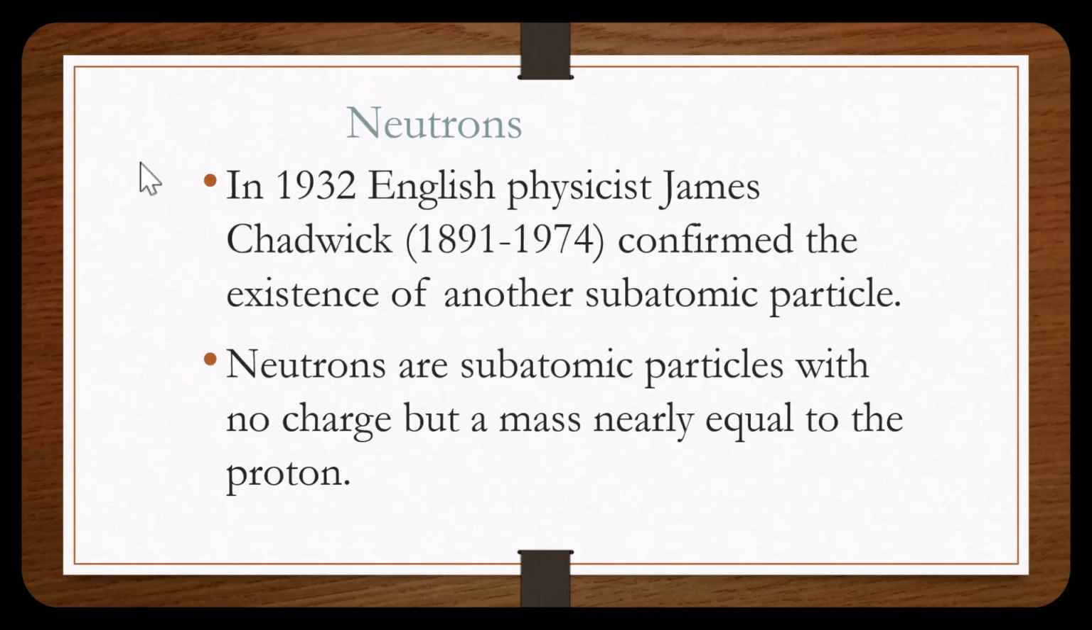In 1932, English physicist James Chadwick, 1891 to 1974, confirmed the existence of another subatomic particle. Neutrons are subatomic particles with no charge, but a mass nearly equal to a proton.